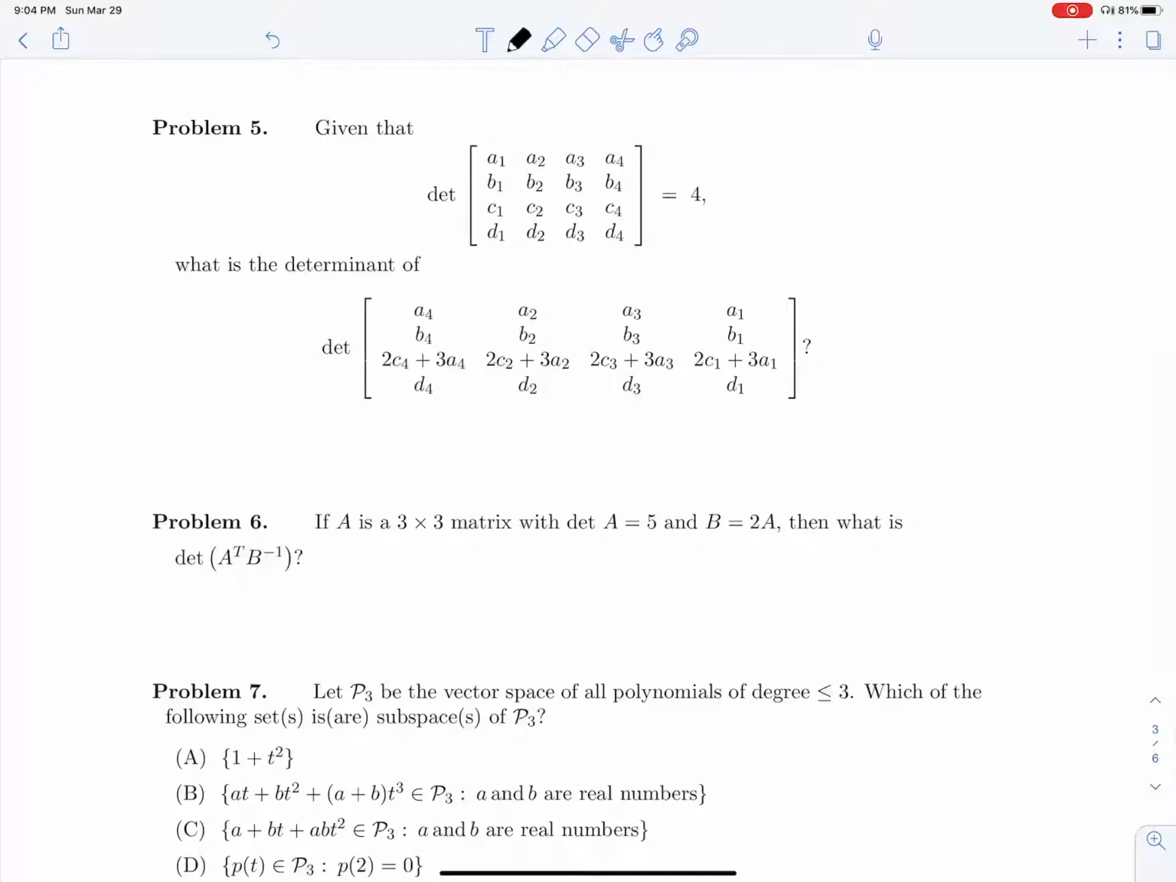Question 5, given that the determinant of this big guy right here is equal to 4, what's the determinant of this even bigger thing down here?